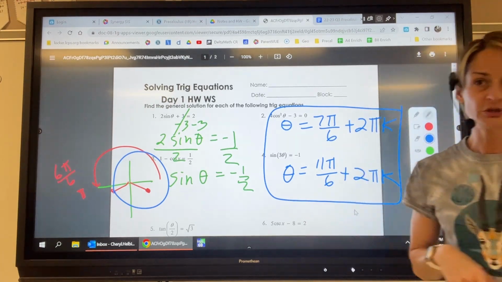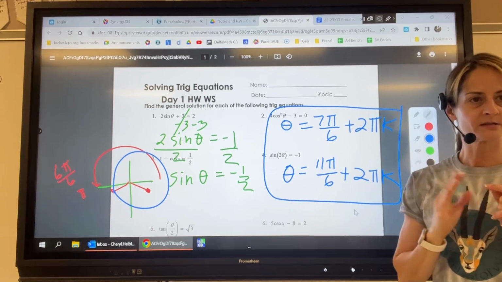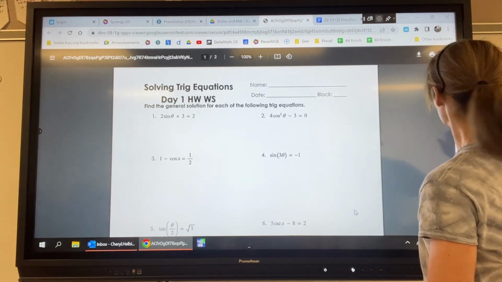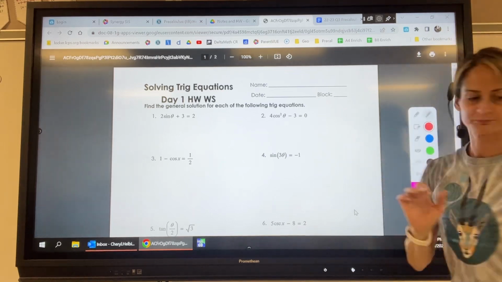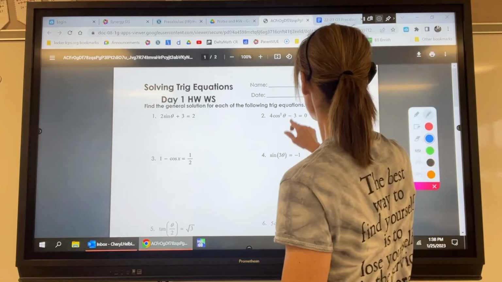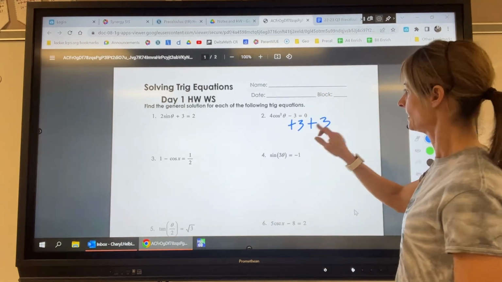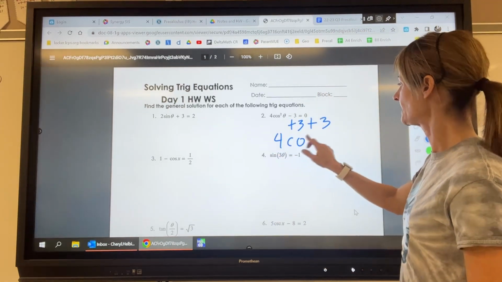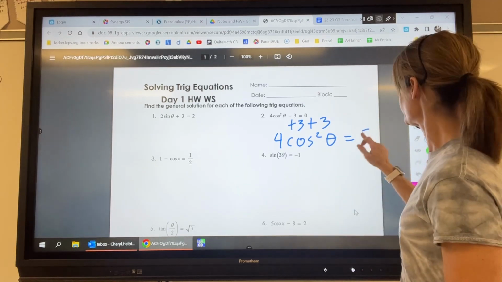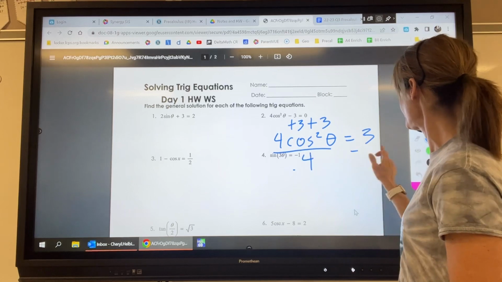All right, let's go to number 2. Can I erase? Yeah. Okay. Number 2. All right, let's start solving first. So we add 3 to both sides, and we have 4 cosine squared theta equals 3. Divide by 4, both sides.